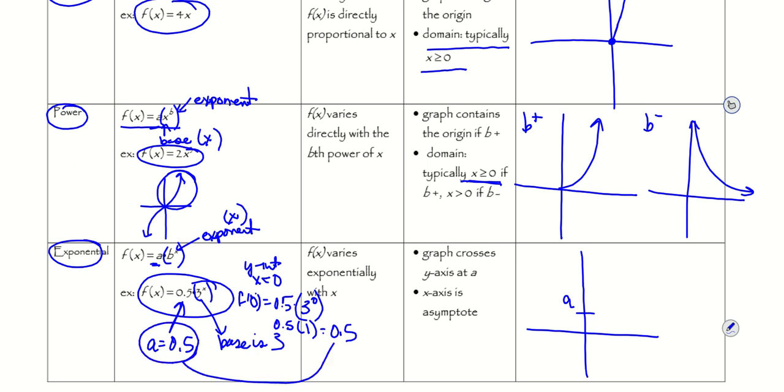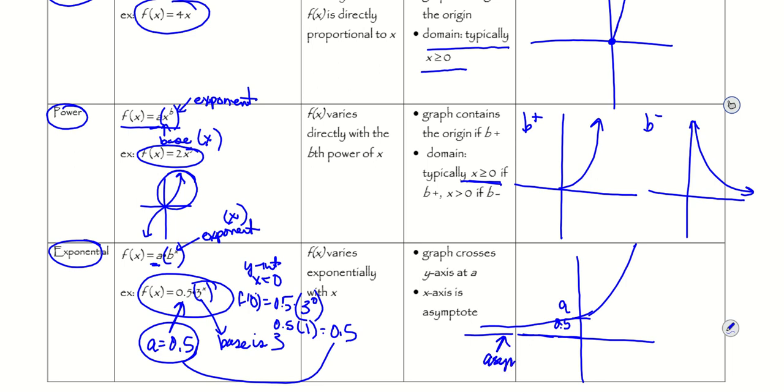So if I were to graph this function, my exponential function would cross the y-axis at 0.5, and it would curve upward to the right. To the left, it would level off, approaching the x-axis as a horizontal asymptote. All right, a couple more functions.